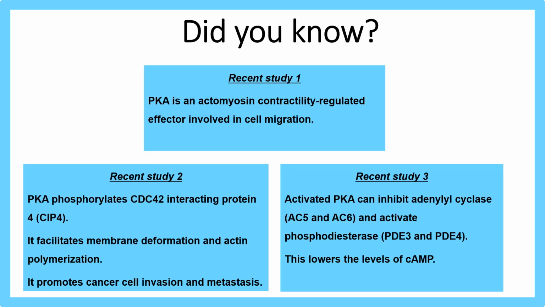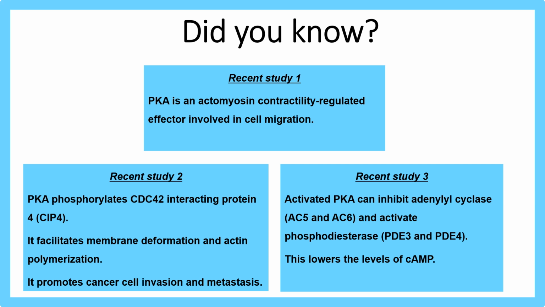There were some interesting findings that I wanted to share with you all. Recent study 1 is that PKA is an actin-myosin contractility regulated effector, so it's involved in cell migration. And in the previous sessions, we discussed actin filaments, myosin, and intermediate filaments. So these are part of the cytoskeleton that helps the cell to migrate.